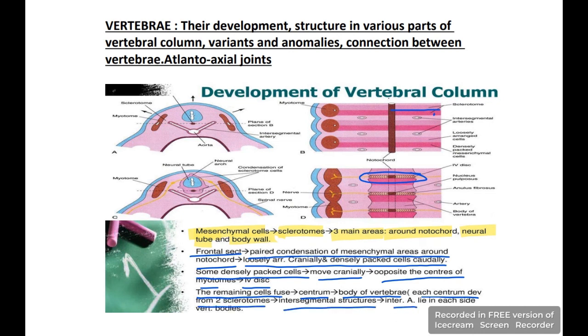Now there are intersegmental arteries lining each side of the vertebral bodies. See this. This is not something they would ask that much, but still you should have the knowledge. For that you need to study the embryology properly.